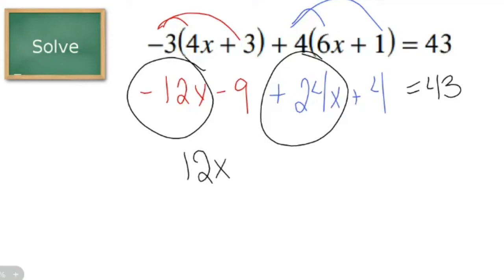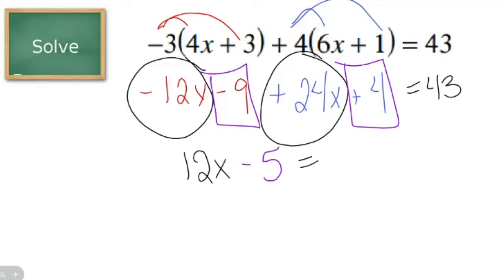So I do combine those. And also I combine these guys because these guys are just regular numbers. So -9 and +4 is going to be -5. Similarly to the last problem, where we had a negative number and we're adding a smaller positive, you still subtract those numbers, but you keep it negative. That equals 43. Now it looks like a regular two-stepper.